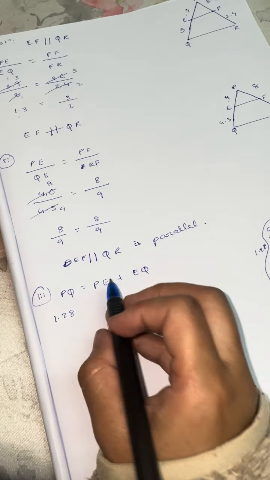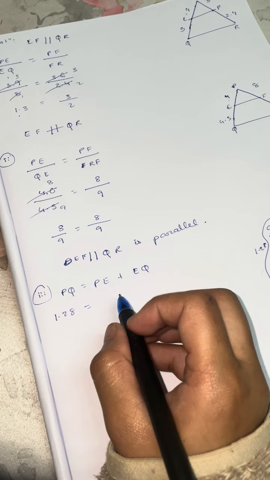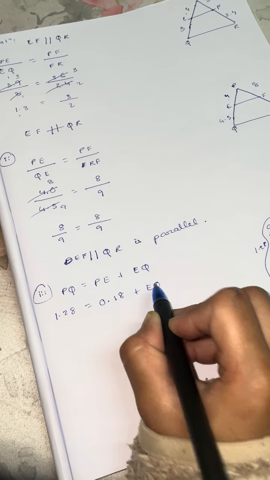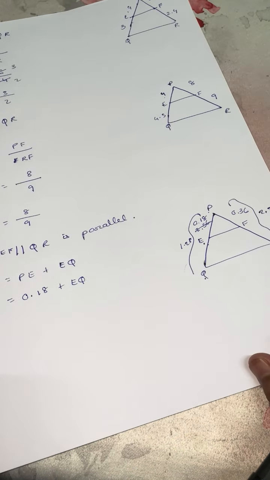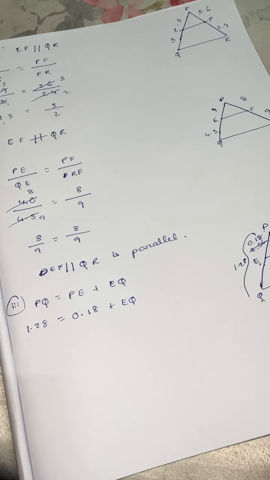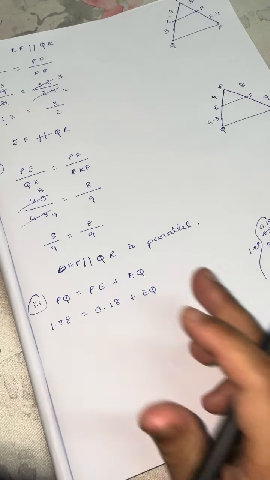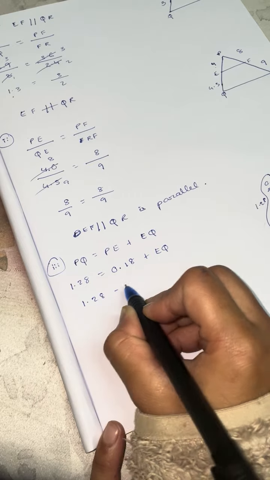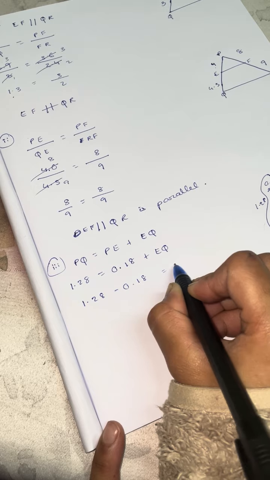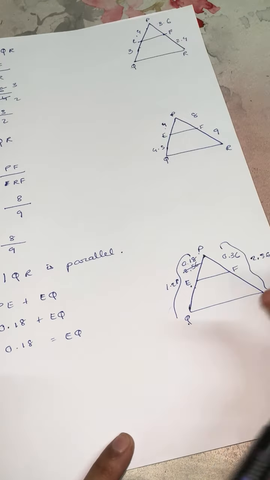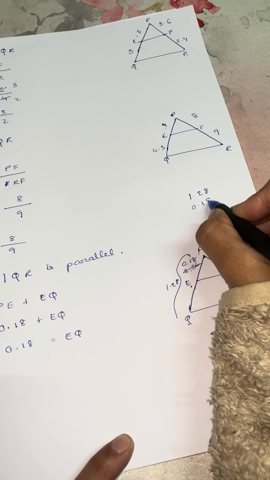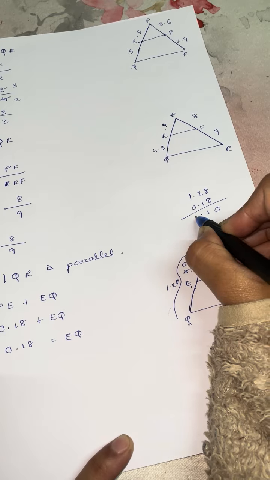And PE, how much is PE? Yes, we know that is 0.18. So you have to find EQ, whether they are parallel or not. If they give the same answer, hence we have parallel. 1.28 minus 0.18 equals EQ, that is 1.10.